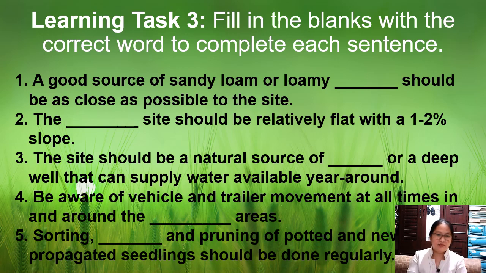Number 4. Be aware of vehicle and trailer movement at all times, in and around the blank areas. And then last number 5, sorting blank and pruning of potted and newly propagated seedlings should be done regularly. Okay, so I think you're done answering the learning task 3.